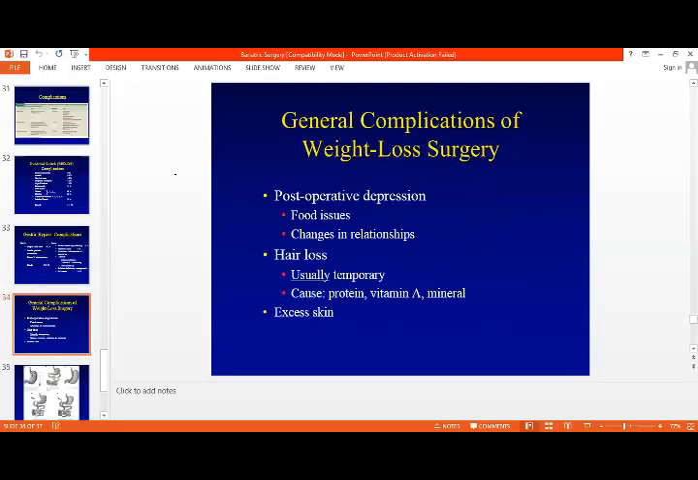So there are a few general complications as well. Post-operative depression is also one common thing because the person wants to eat something and they are unable to eat. And there are other psychiatric and social problems with the person. So you need to have a psychiatrist and a dietitian involved in this. Temporary hair loss and malnutrition, but it gets better. Plus, when you lose a lot of weight, you will have hanging skin, excess skin. So sometimes they will need some kind of plastic surgery after the loss of fat from the body.